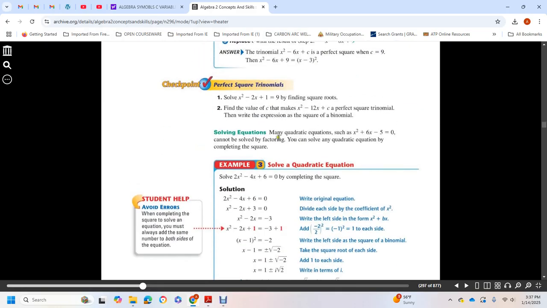Solving equations. Many quadratic equations, such as x squared plus 6x minus 5 equals 0, can be solved by factoring. You can also solve the quadratic equation by completing the square.